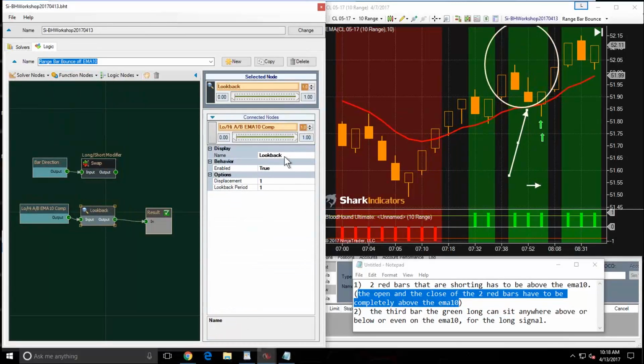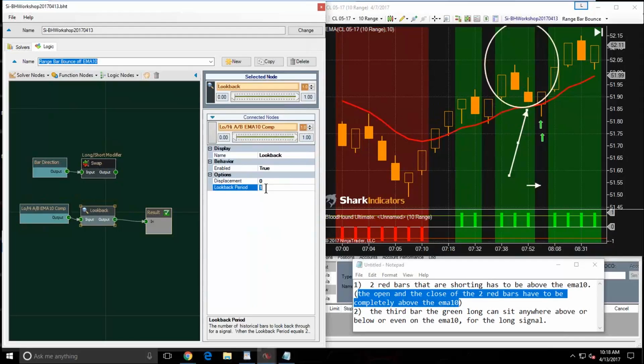So let's plug that in there. And we're not going to use a displacement yet. Actually, we will eventually, but I'm going to set that to 0 just to explain the point here. And then our look back is going to be 2 because we want to look for 2 bars in a row.